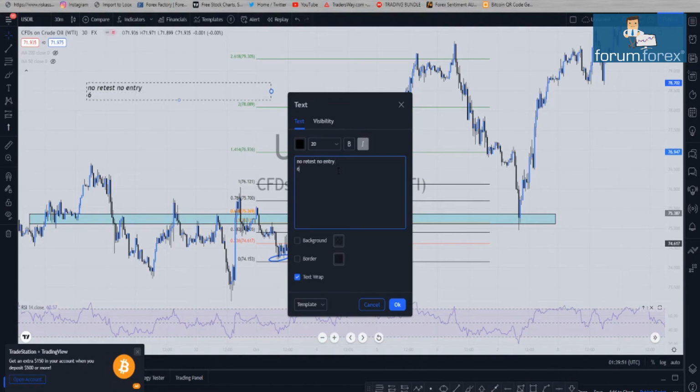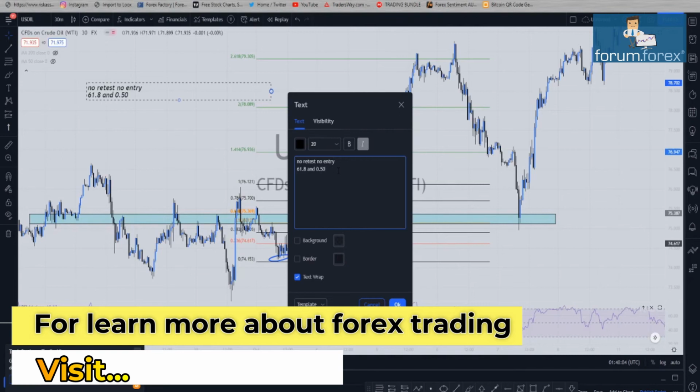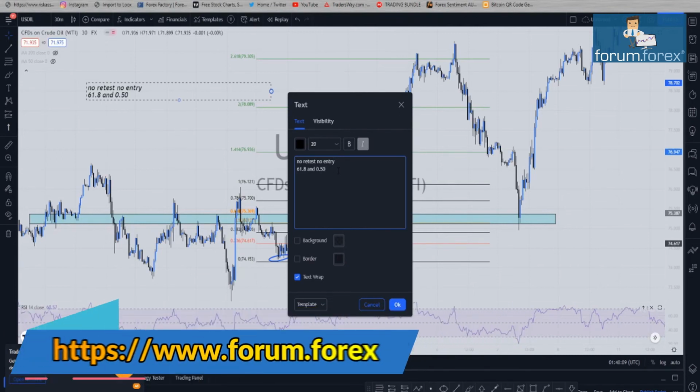Okay, what do I mainly look for? I mainly look for the 61.8 and the 0.50. Is it 50? I think it's like 50. Yeah, so basically those two little numbers on the golden lines is all I'm looking for. So you do not force the trade at all. Wait for the retest on the Fibonacci, and then take the next move.